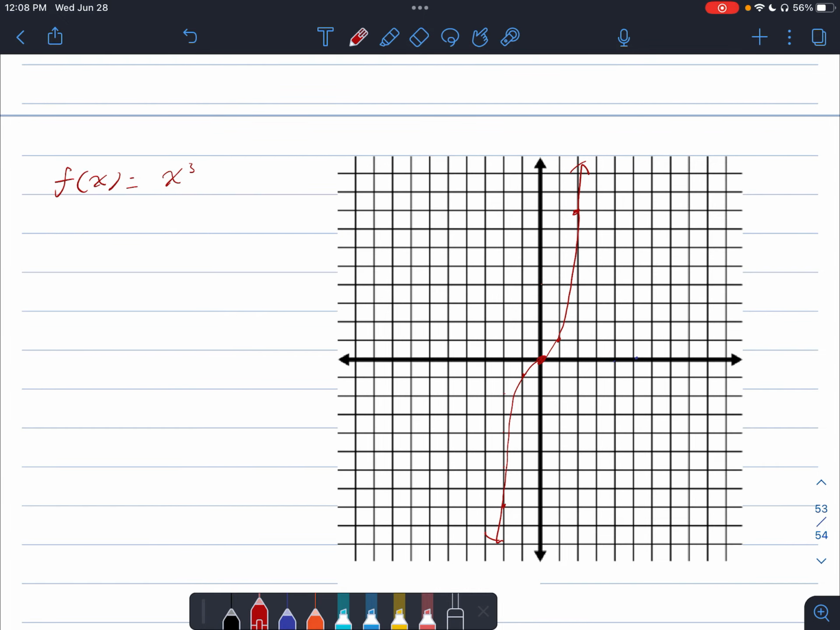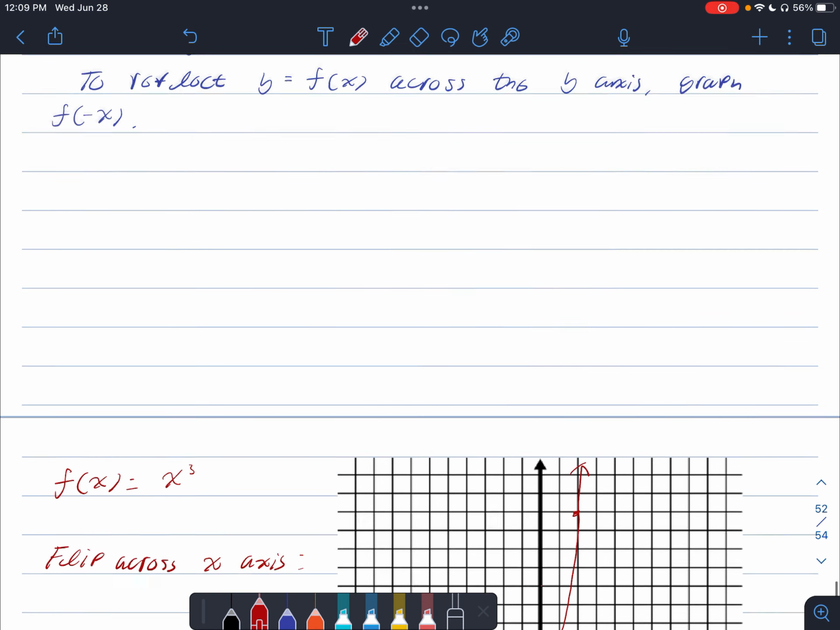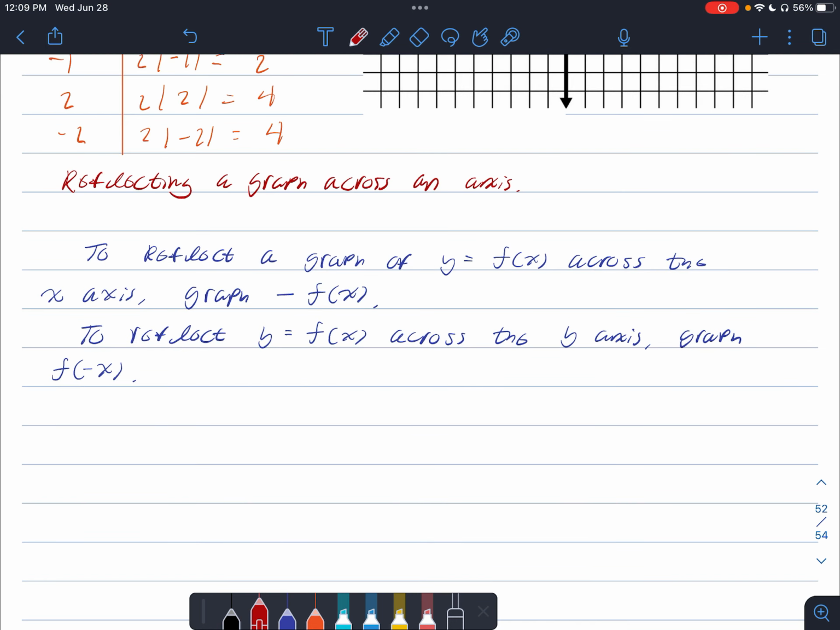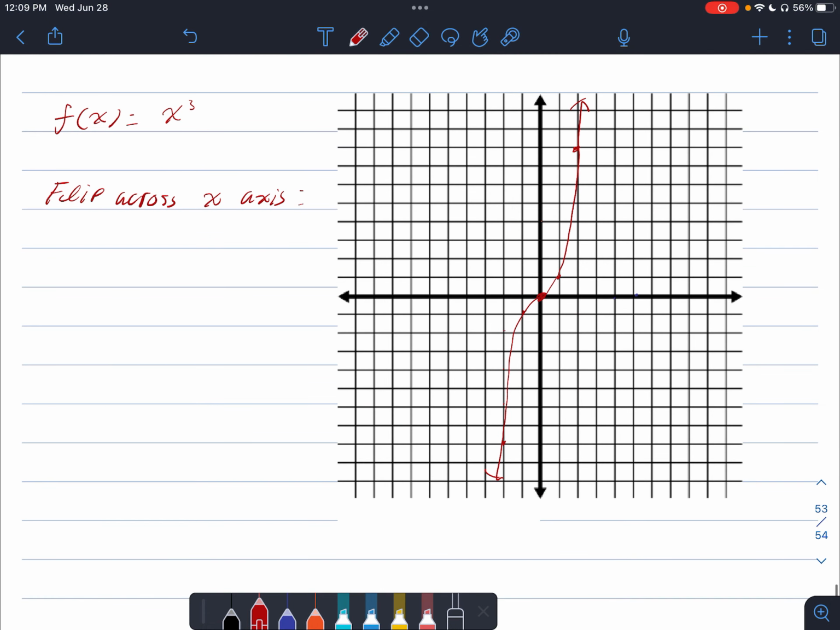And let's say we want to flip across the x-axis. So if we look at our rules, to flip across the x-axis, we're going to graph negative f of x. And negative f of x is just negative x cubed. Okay, we'll put the parentheses around the whole thing, x cubed.